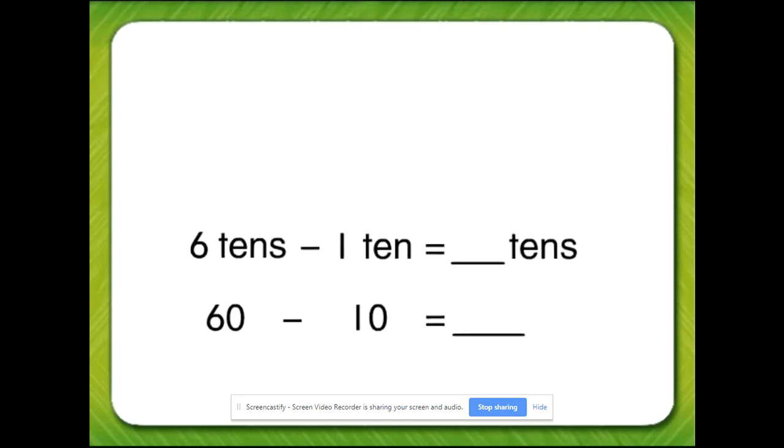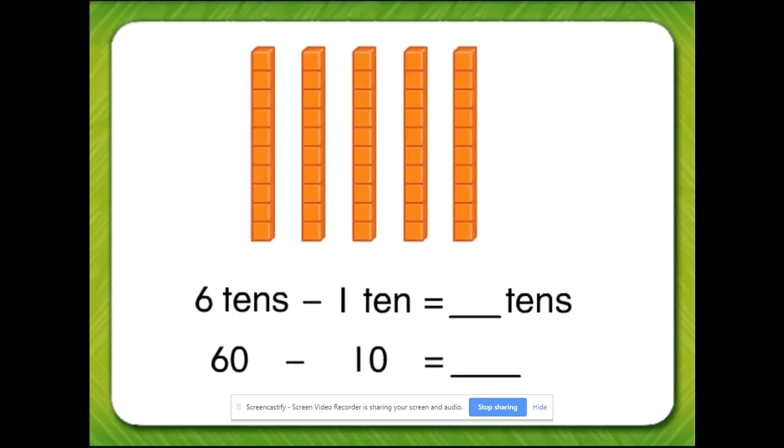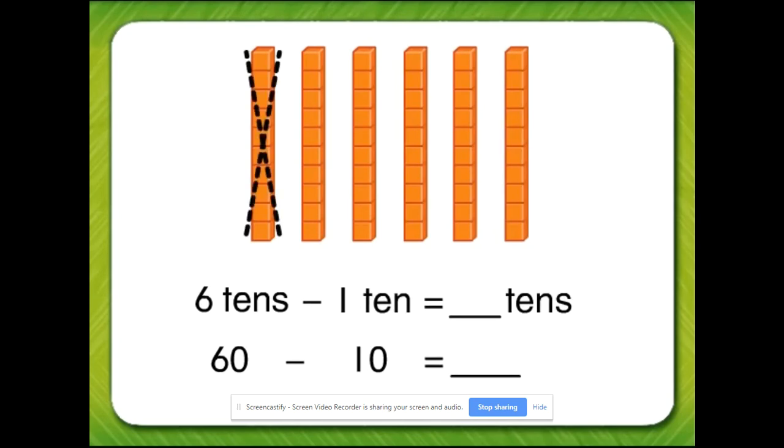Here's another problem. Use 6 rods to show 60. To subtract 10, cross out 1 10 rod. That leaves 5 10 rods. 6 tens minus 1 ten equals 5 tens. 5 tens is 50, so 60 minus 10 is 50.